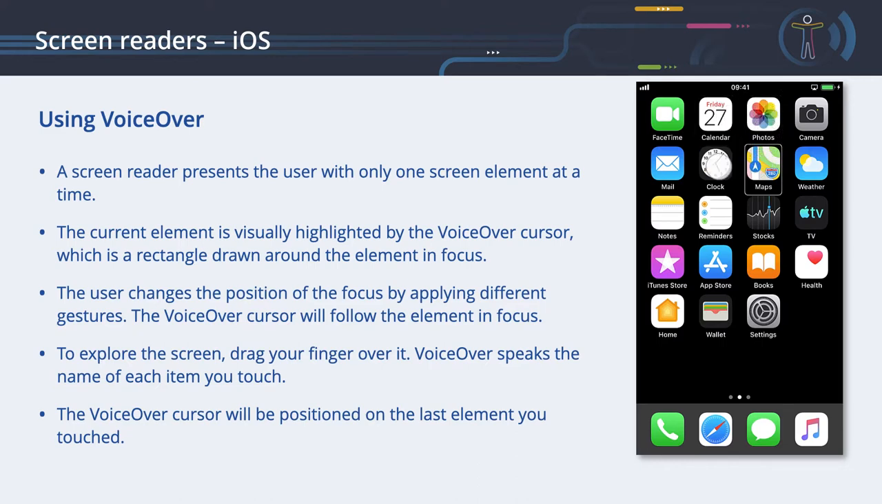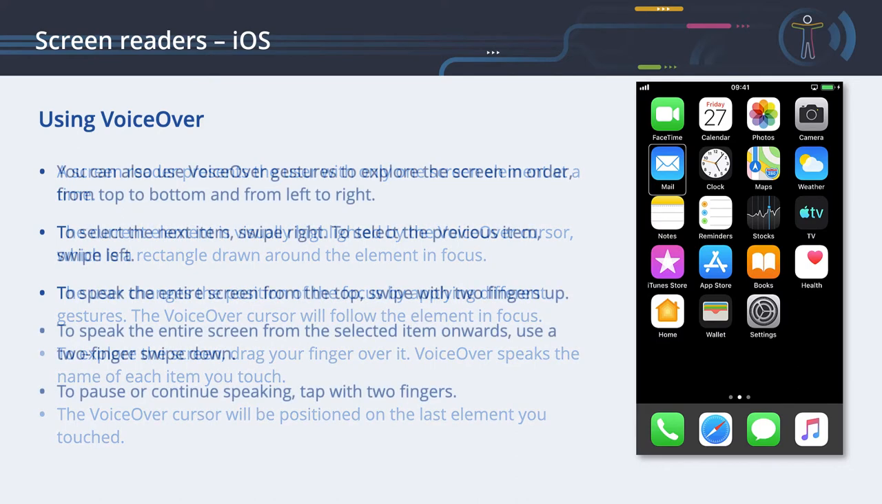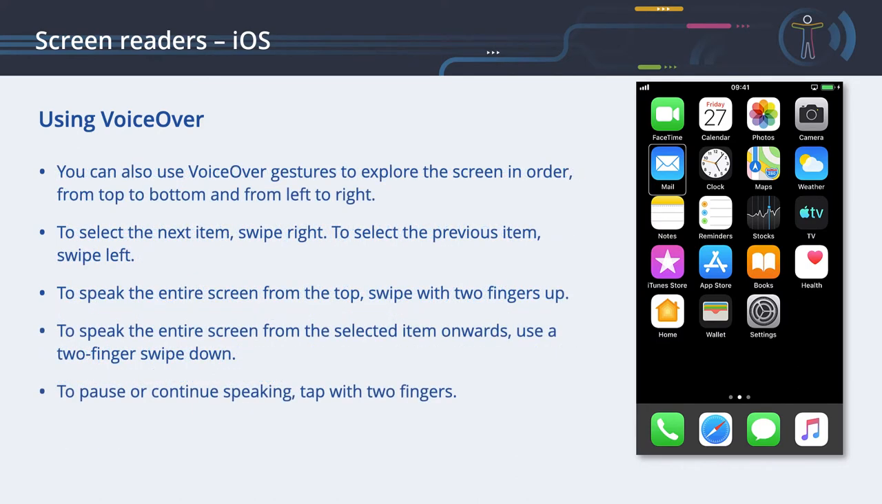Maps. Clock. 17. Mail. No unread emails. Double tap to open. The VoiceOver cursor will be positioned on the last element you touched. You can also use VoiceOver gestures to explore the screen in order from top to bottom and from left to right. To select the next item, swipe right. To select the previous item, swipe left.